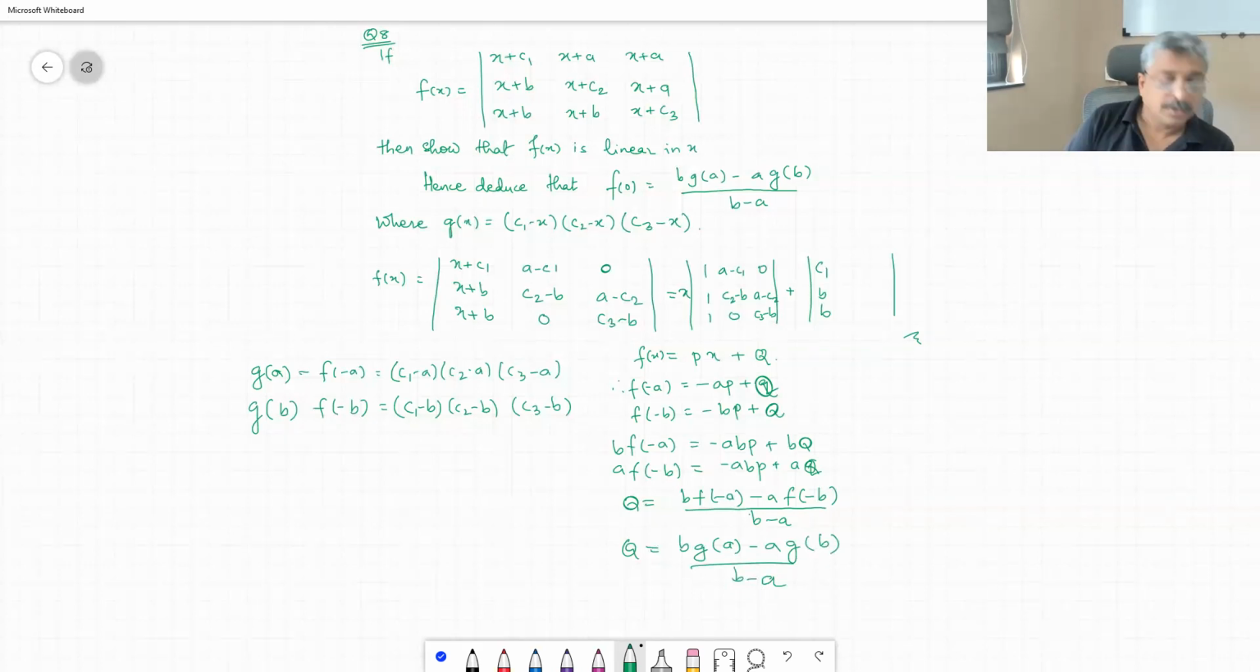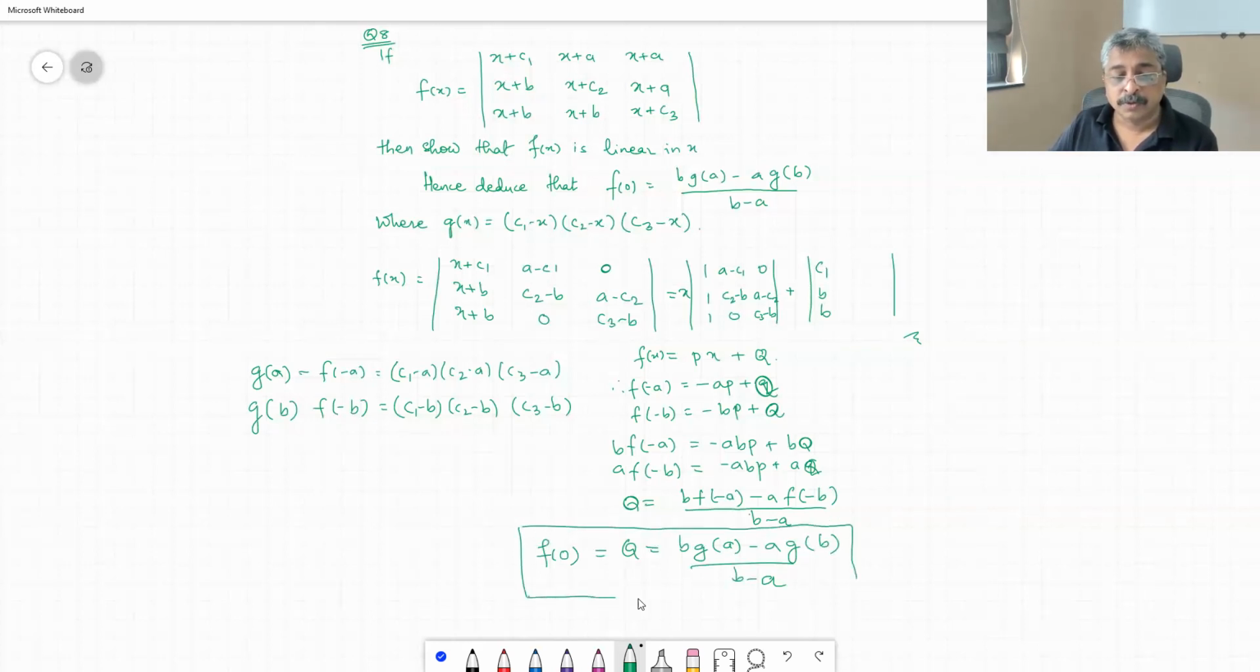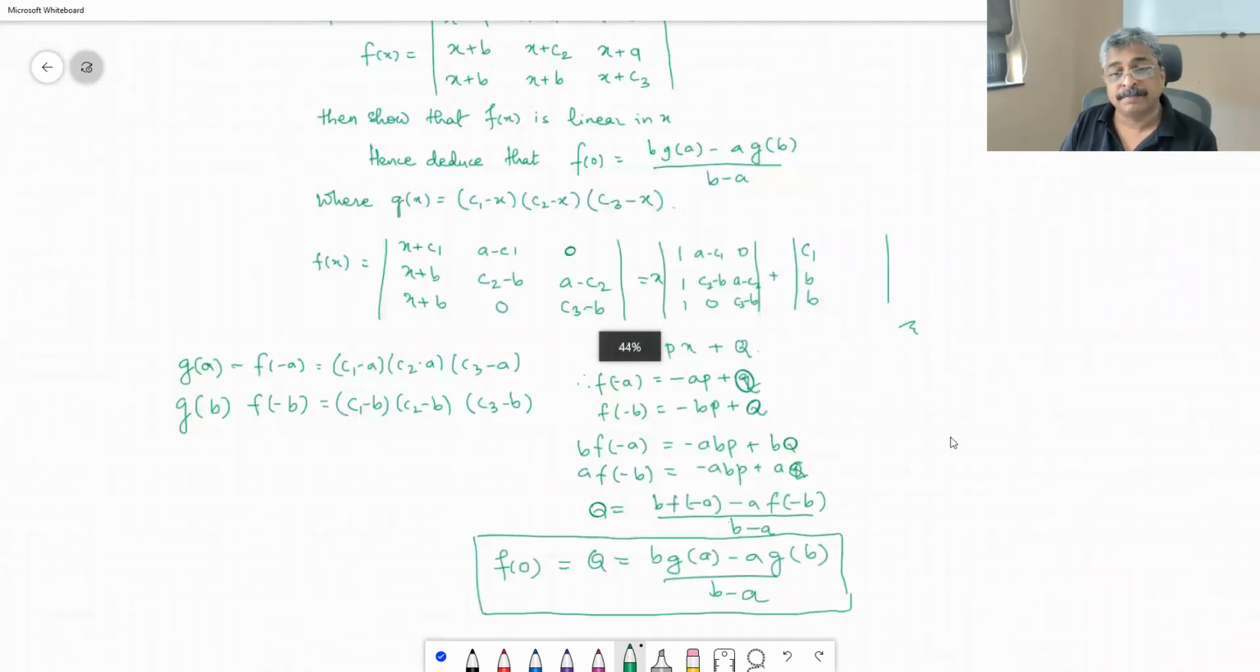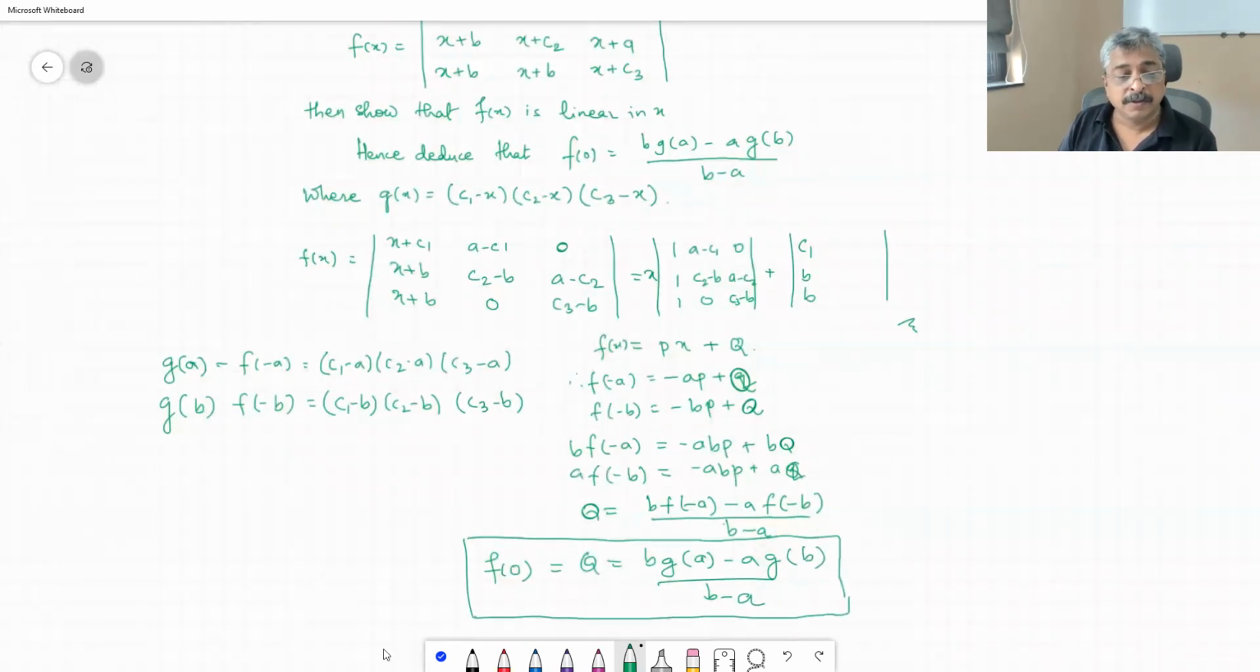But what is q? q is this constant, and the constant you will achieve by putting x equal to 0. So this is equal to f of 0. That is what you were supposed to prove. Is it okay?